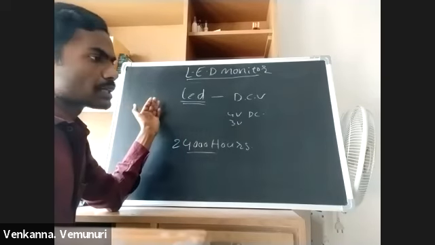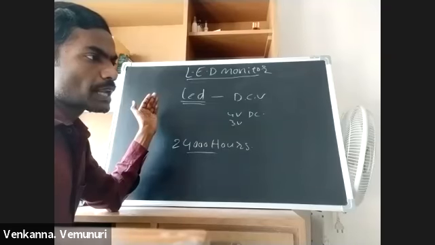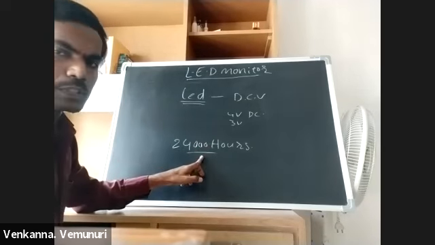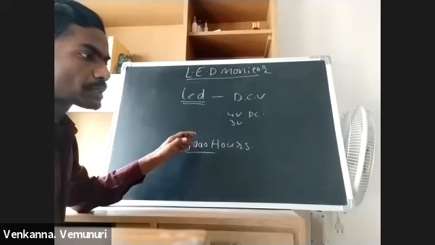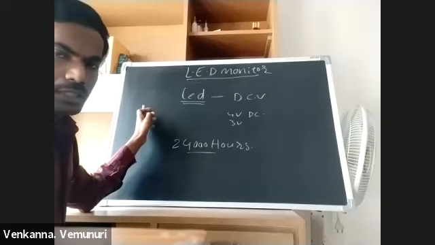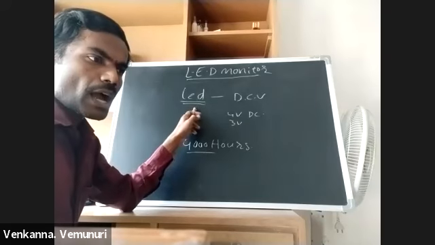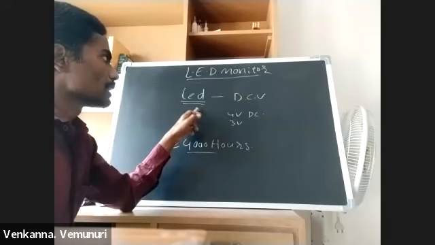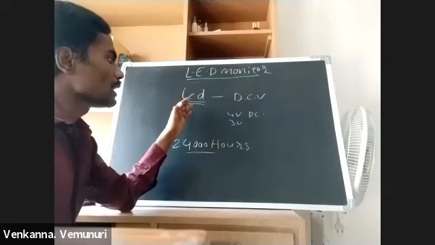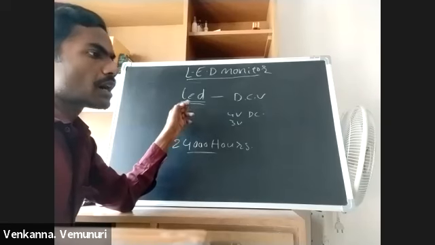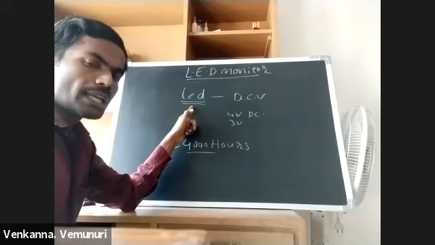So in the LCD monitor, what is the CCFL lamp life? 11,000 hours. LED life is 24,000 hours. It means it is approximately double that of the CCFL lamp, and it consumes less power and gives high brightness. That is the reason that even now, all monitors and all TVs are using LEDs.